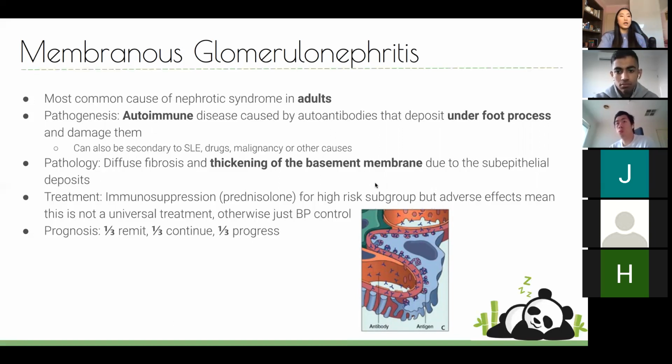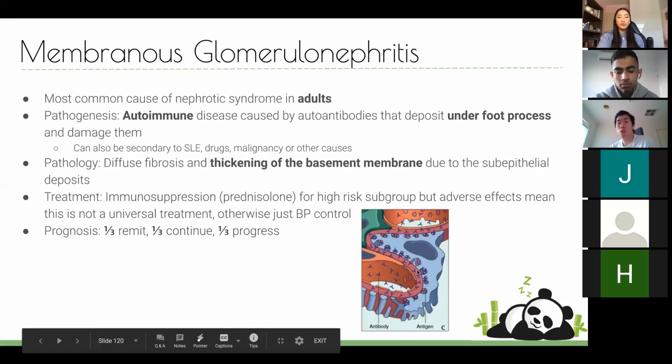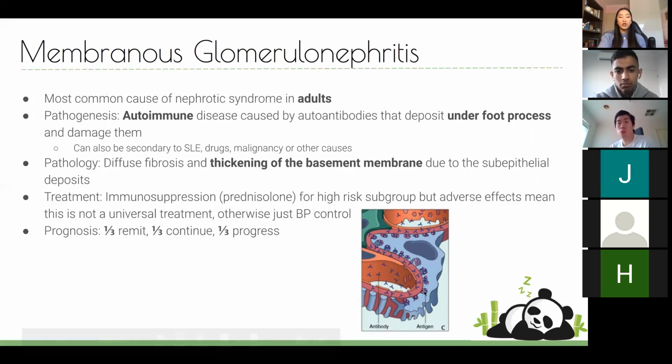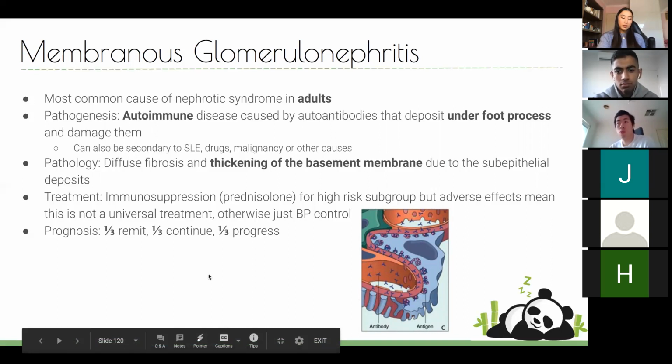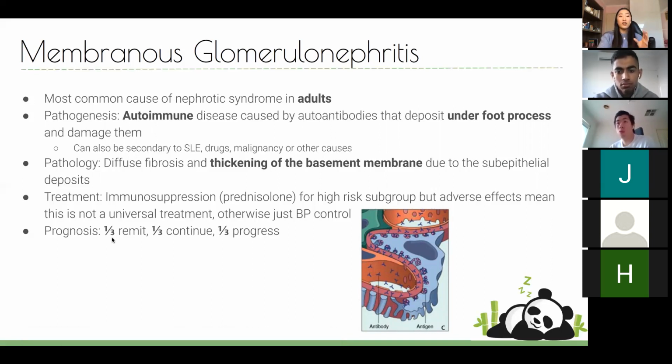So the principal damage is to the podocytes. You just see this thickening of the basement membrane. And then in terms of prognosis, this one is kind of in between minimal change and FSGS. So there's a third rule where a third will remit, so essentially recover, a third will continue at the same sort of level, and then a third will progress to CKD.